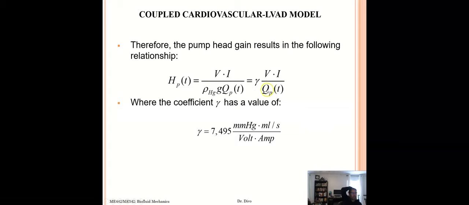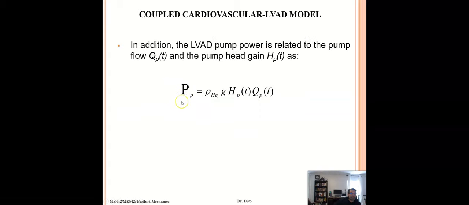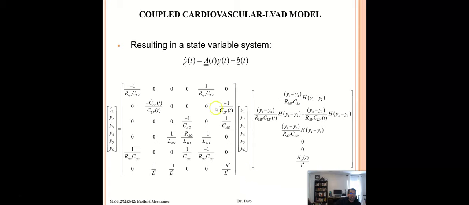But remember that the flow itself, QP, is a state variable, state variable number 6. So we're going to take this equation for HP, plug it into position number 6 of the right-hand side vector, and what we end up with is a coefficient that has the flow in the denominator. And the flow, if we go back one more slide, is state variable number 6. However, now it shows up in the denominator on the equation on the right-hand side.